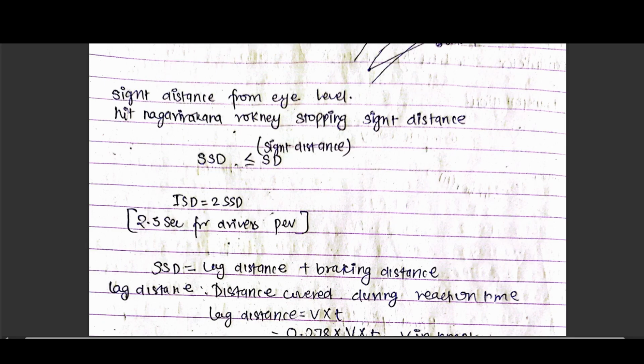So the stopping sight distance should always be less than the sight distance. We know that because, as I explained earlier, if this is my vehicle and this is the obstacle, and the distance between my vehicle and the obstacle is d, that is the sight distance. Then my stopping sight distance will be above here, d dash. My vehicle should stop before that, so that there won't be any head-on collision.